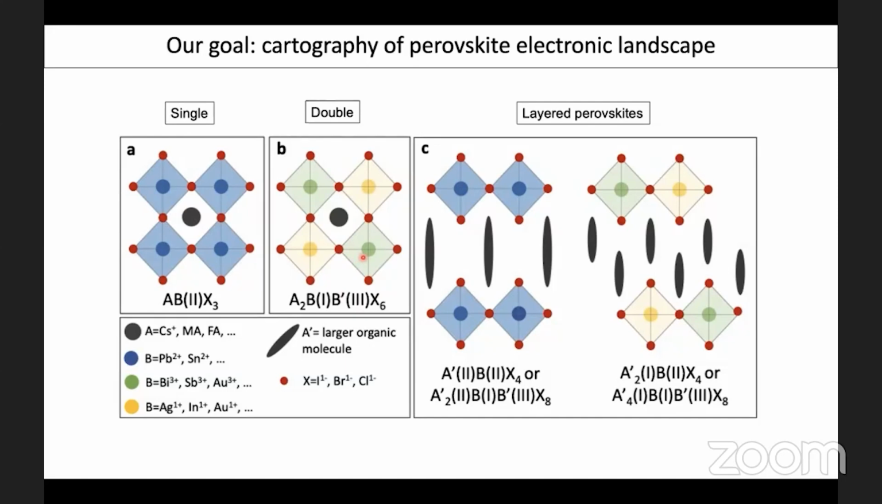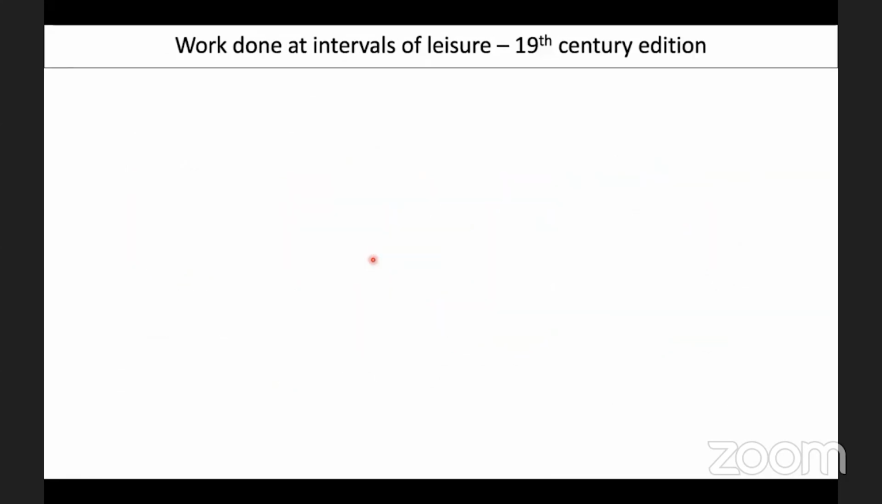And then we've also been very interested in understanding excitons in layered perovskites lately, but because of the time restriction, I'm probably not going to talk about this. Yeah, and I really like this kind of picture of mapping perovskite electronic landscape or cartography of perovskites, because this is basically what the first explorers of perovskites did in the 19th century when the first halide perovskites were discovered.